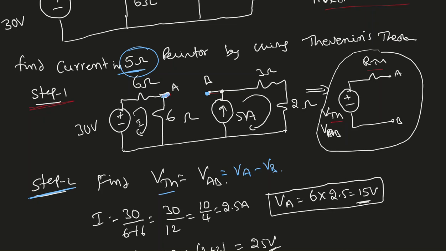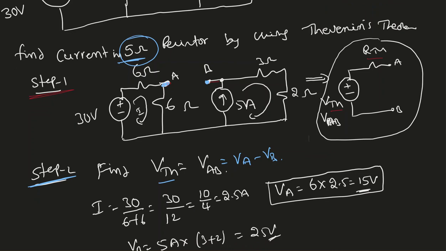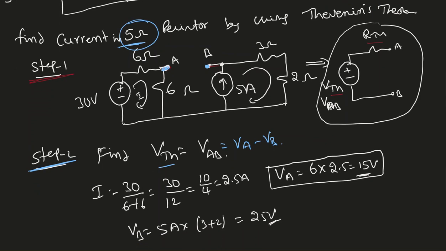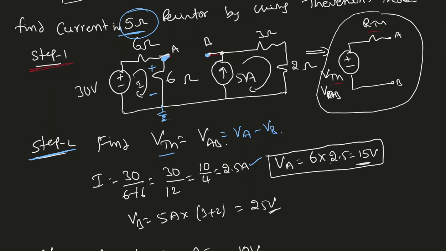Now, how do you find VA? This is a simple circuit. I can clearly see that by using the voltage division rule, I can find it. Or I'm going to ground this here, and I can find the current here, 30 divided by 6 plus 6, which is 2.5 ampere. Now my VA is going to be the voltage drop across this, or I can use the voltage division rule. Anything will work. So I found VA as 15 volt.